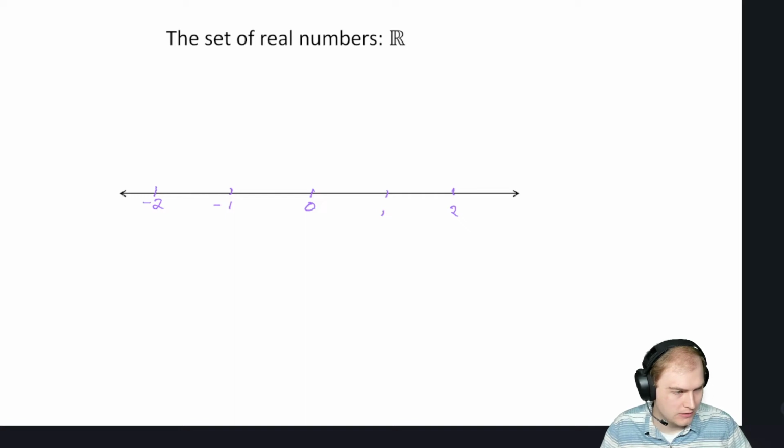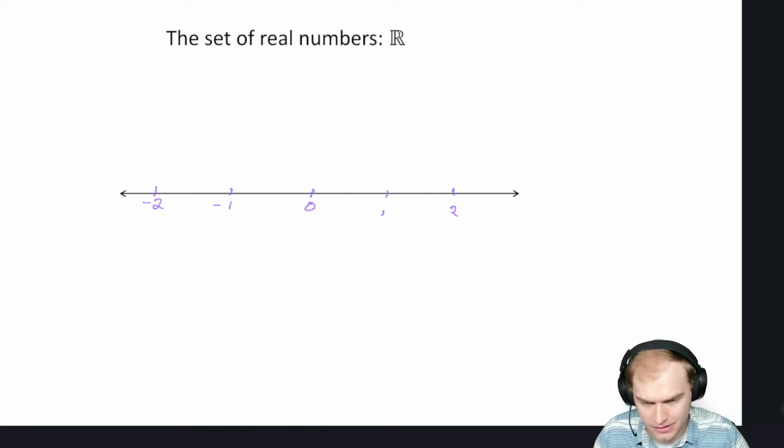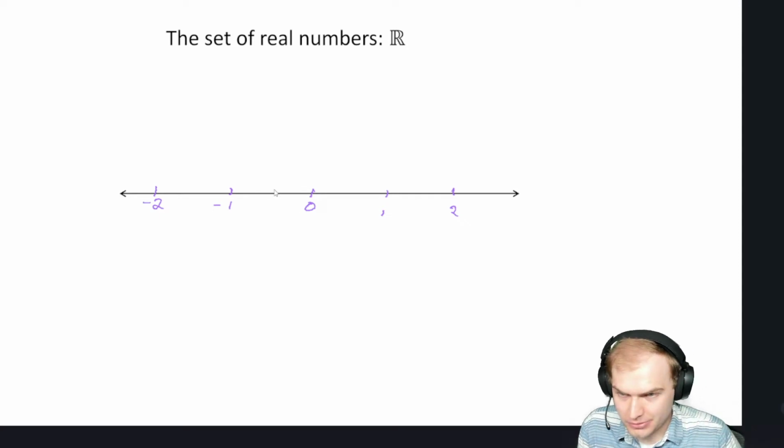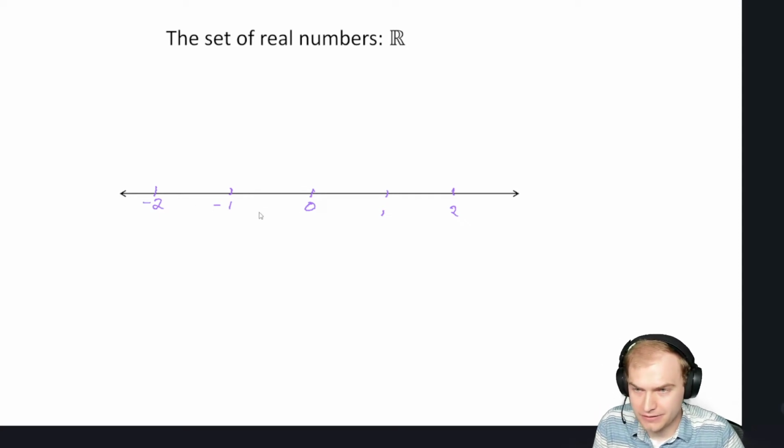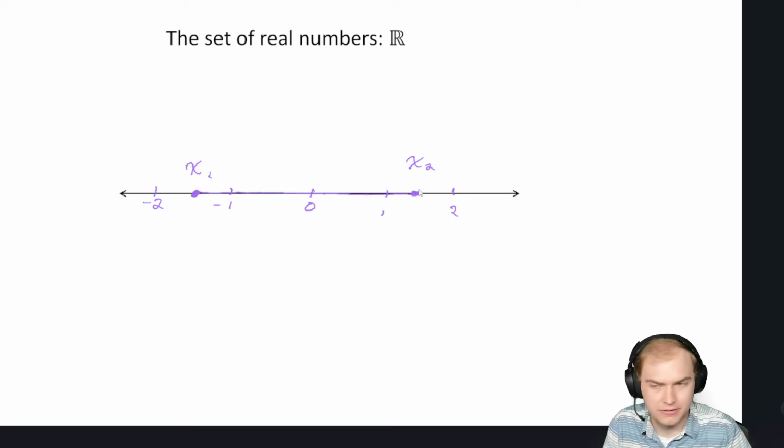What do you guys think? Great. Seen a lot of yeses. The real numbers, the number line, is in fact convex. If I have 2 points, x1 and x2, the line between them is just the number line. So it's still in our set of real numbers.